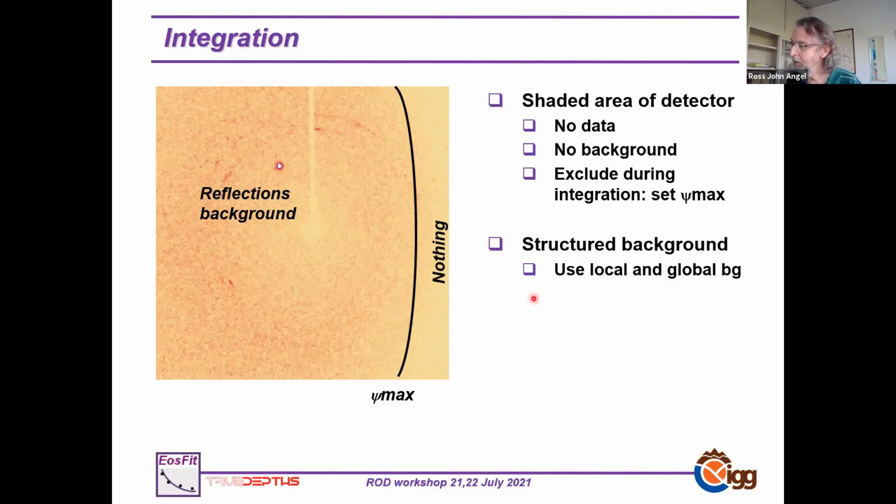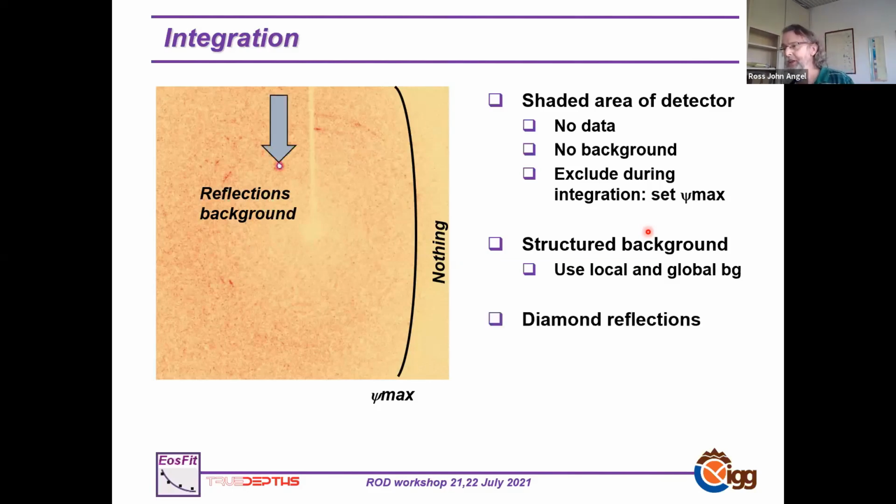So I would always recommend using a combination of local and global background evaluation when doing your integration. And again, Jakob can show you how that is done, and it is easy to turn on and off in the integration part of Chrysalis, so you can compare the two approaches and see which one gives you better data.